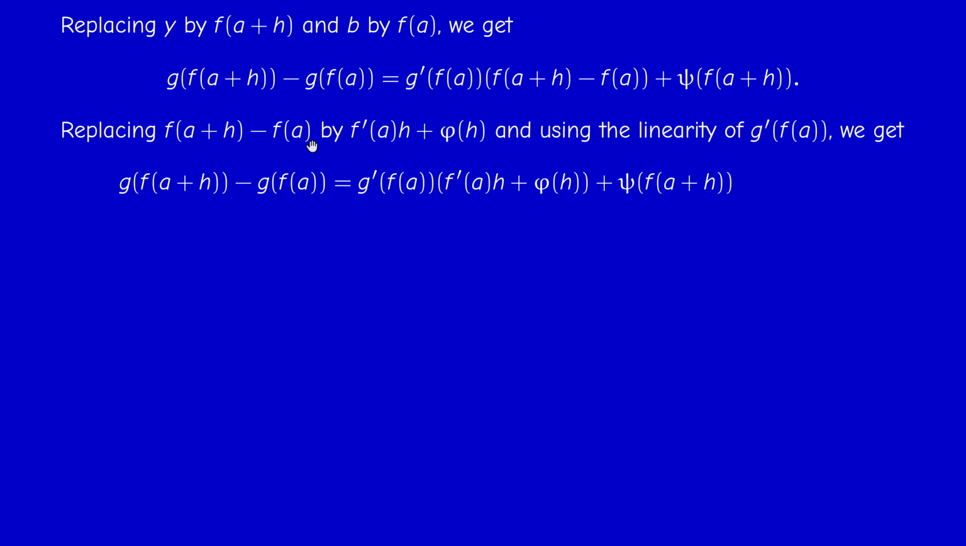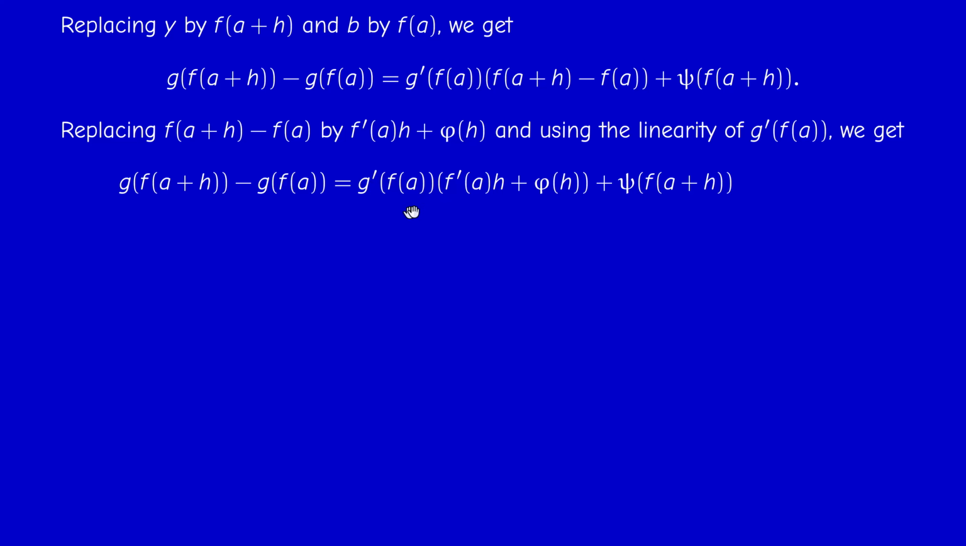Okay, so now we use equation 1. We replace the difference between f of a plus h and f of a by its value, which is f prime by equation 1. We put equation 1 in this equation, right? So we get g of f at a plus h minus g of f at a equals g prime of f of a, which is a linear bounded operator, evaluated at this vector, plus psi, same thing. So I didn't change anything, nothing mysterious.